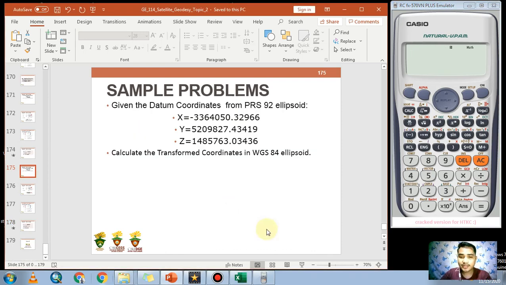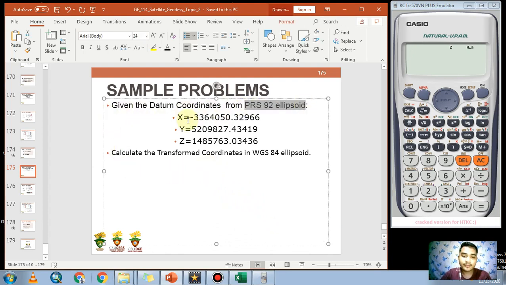So another transformation of datum problem, no? So given the datum coordinates of PRS92, which is kani X, Y, and Z, calculate the transform coordinates in WGS84. So vice versa na punta, no? Vice versa from PRS to WGS84. So kani ang PRS atong kuhaon ang WGS.